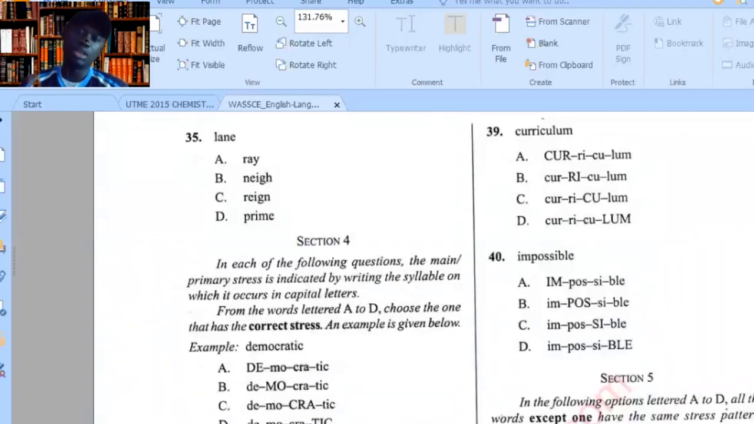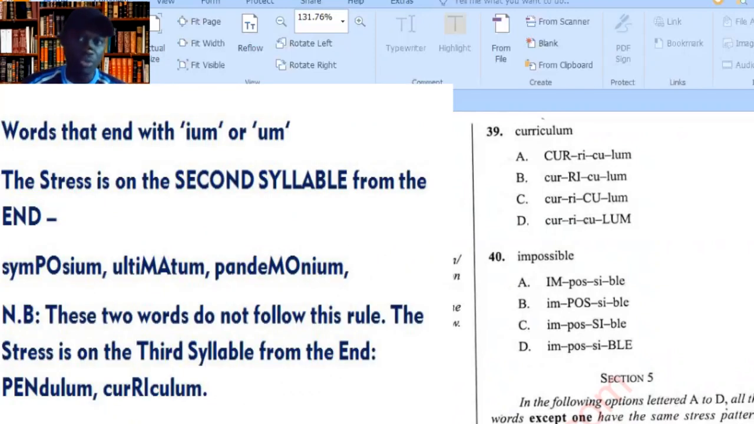Question 39. Words that end with the letters UM or IUM, the stress is on the 2nd syllable from the end. However, there are some words that do not follow these rules. We have pendulum and curriculum. The stress is on the 3rd syllable from the end. So question 39 defies the rule of the UM. So we are going to count 3. The stress is on the ri. That means the correct option here is B.